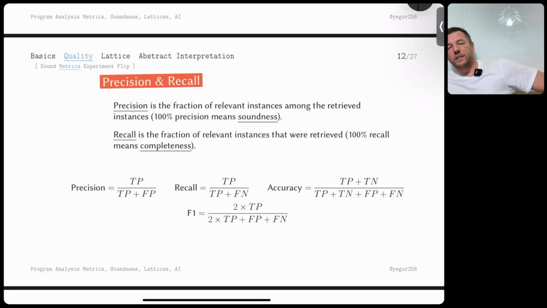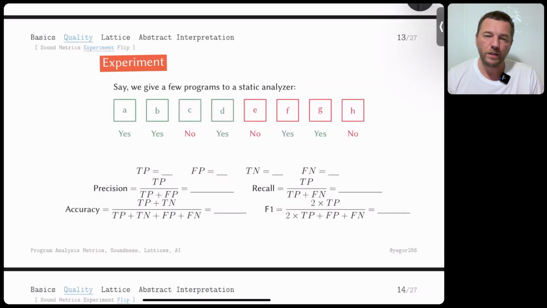Imagine we have an experiment where we are trying to understand how good our analyzer is. In order to do that, we give our analyzer 8 programs, 8 cases: A, B, C, D, E, F, G, H. There are 8 programs which we ask the analyzer to test. And we know that 4 of them, which are green, have bugs, and 4 of them, which are red, don't have bugs.